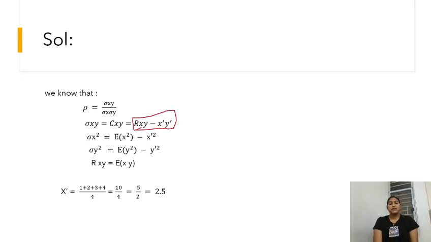Sigma x square equals expectation of x square minus x bar whole square. This is the formula for variance. Sigma y square is similar: expectation of y square minus y bar whole square. Rxy equals expectation of xy. We discussed x bar equals 1 plus 2 plus 3 plus 4 by 4, the average of the x inputs. This answer is 2.5.